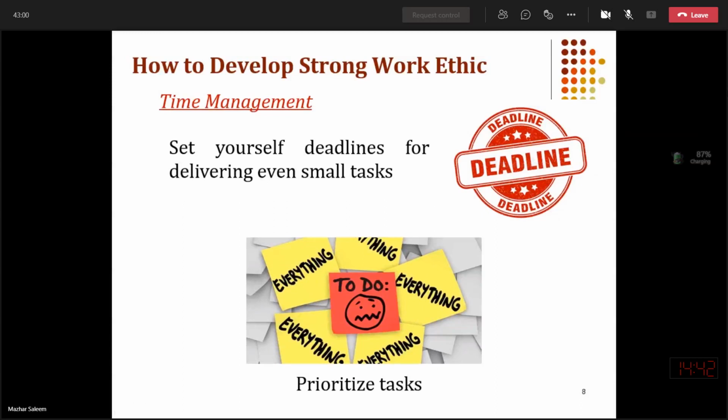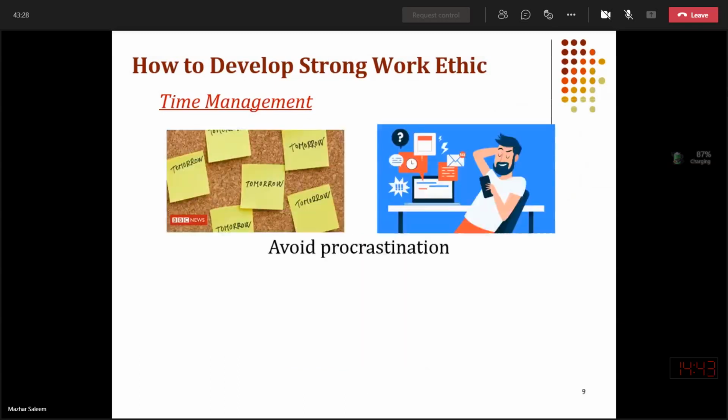For example, if you are studying 5 subjects in this semester, and three of the teachers have assigned you homework or assignments, now you need to prioritize which one has an earlier deadline, whose deadline is later, how much time is required for any one of the assignments, and then you plan your work accordingly. And same is the case in your professional life. Next thing about time management is avoid procrastination.